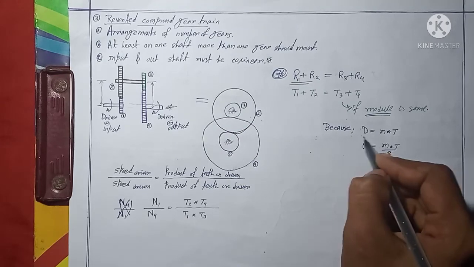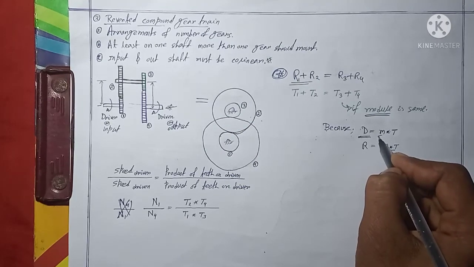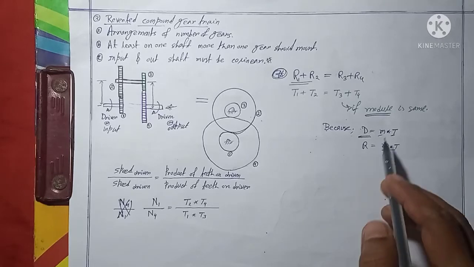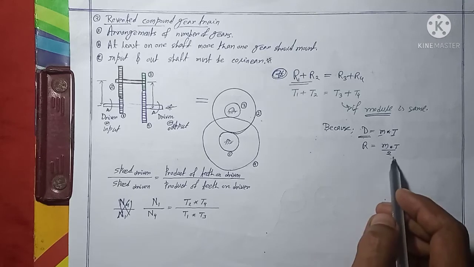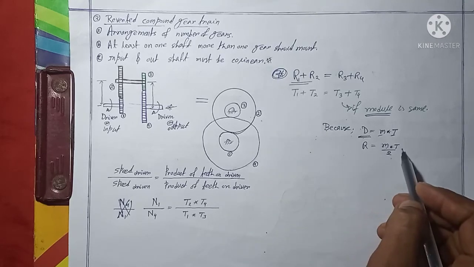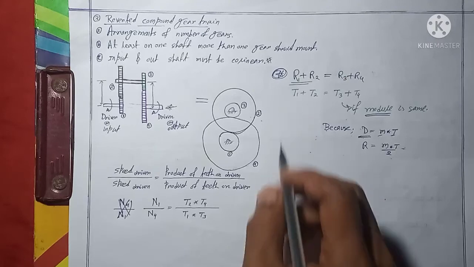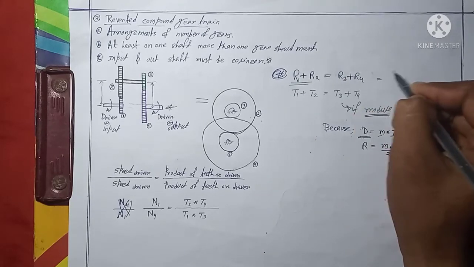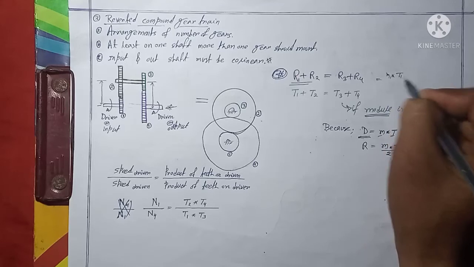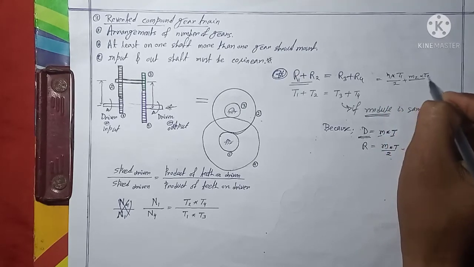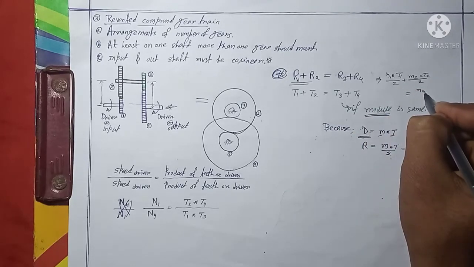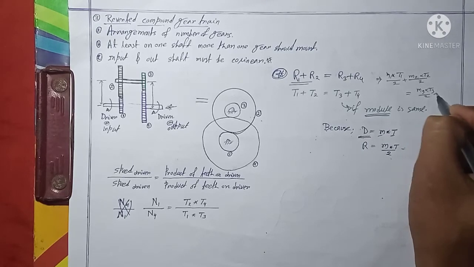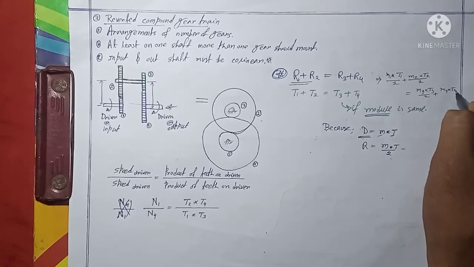Now as we know, diameter is equal to module into number of teeth. So this radius can be written as module into number of teeth by 2. Now if you represent this R1 in the form of module and teeth, how will it look? Module 1 into teeth 1 by 2 plus module 2 into teeth 2 by 2 is equal to module 3 into teeth 3 by 2 plus module 4 into teeth 4 by 2.